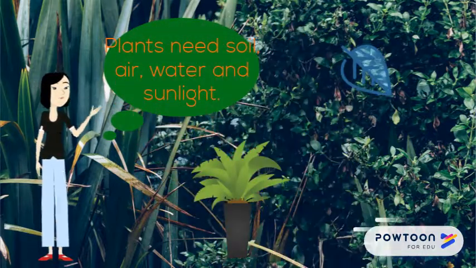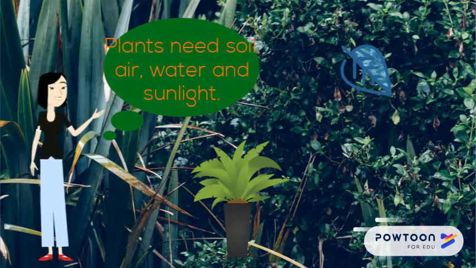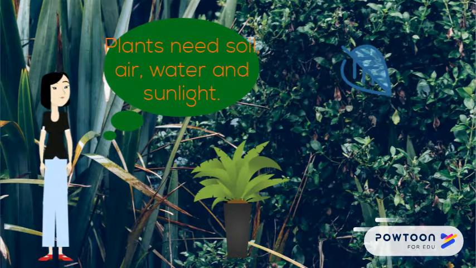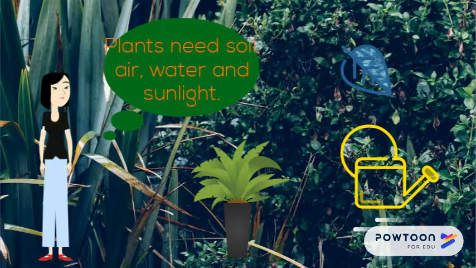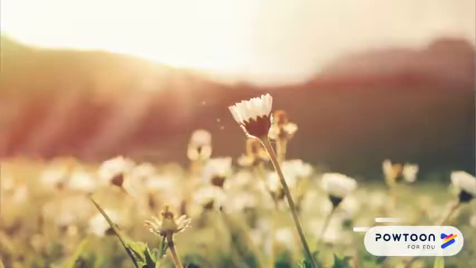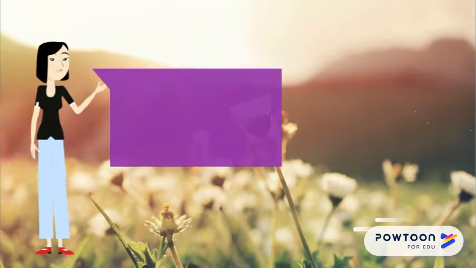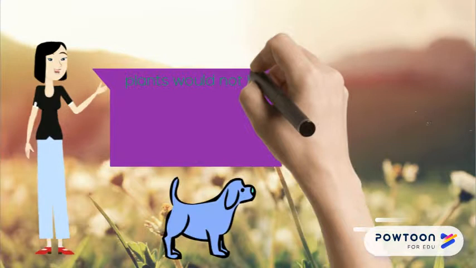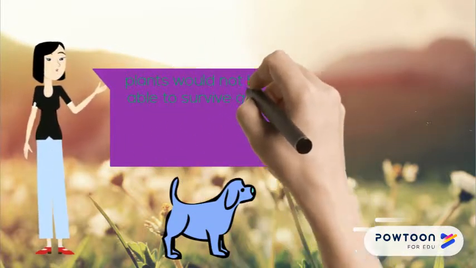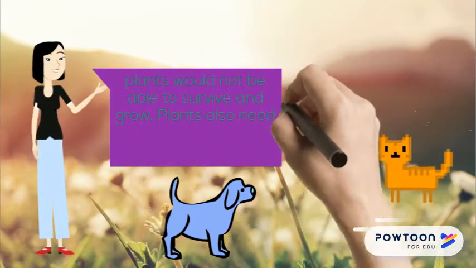Plants are able to make their own food using nutrients and water in the soil, carbon dioxide from the air, and sunlight. Without the food they make, plants would not be able to survive and grow. Plants also need soil to anchor their roots in the ground.